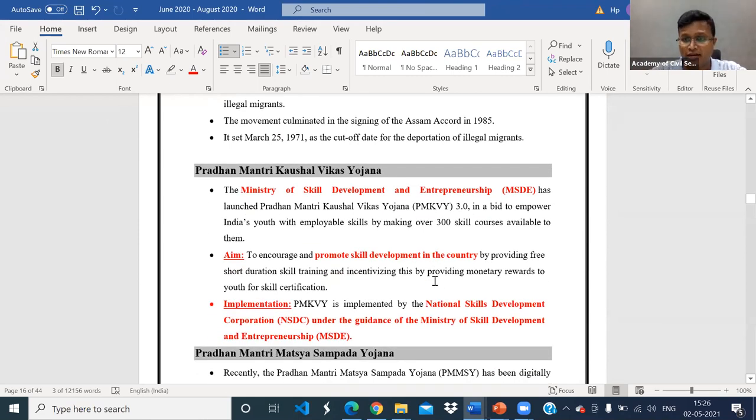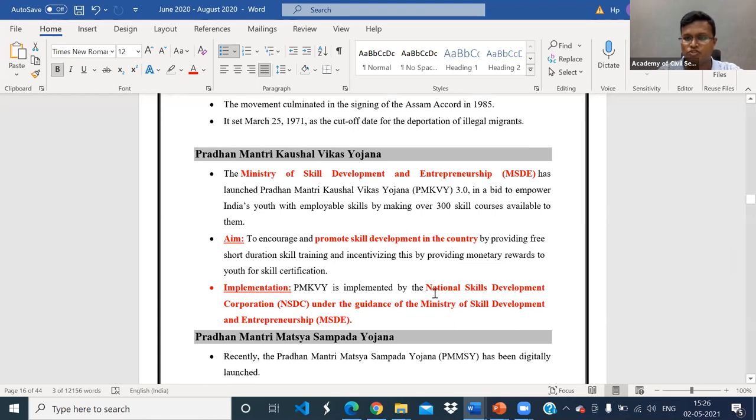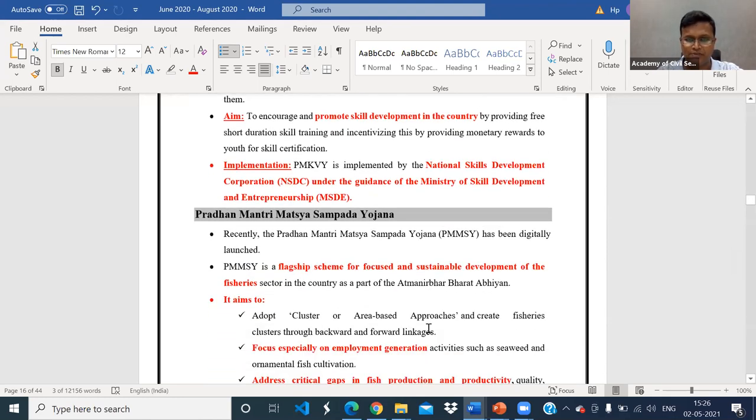Pradhan Mantri Kaushal Vikas Yojana. This is a scheme for the skill development of the people of India. Free short-term skill development courses for the people. It is implemented by the National Skill Development Corporation under the guidance of the Ministry of Skill Development and Entrepreneurship.